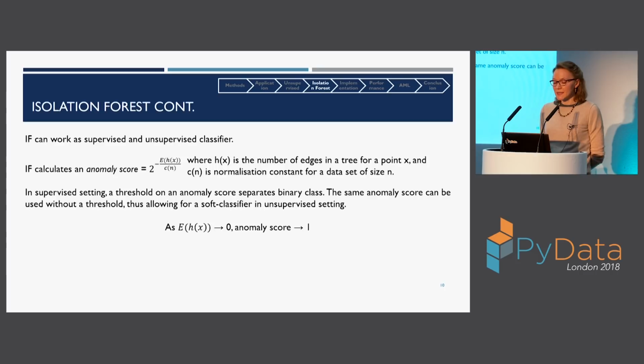In a supervised setting, you're going to use a threshold, which is a contamination ratio, to create a binary classification problem. Or you can actually use it without the threshold and turn it into a soft classifier. So as the average number of edges in the trees goes to zero, the higher is the anomaly score. The reason is that anomalous data points are easier to explain away from normal data points.